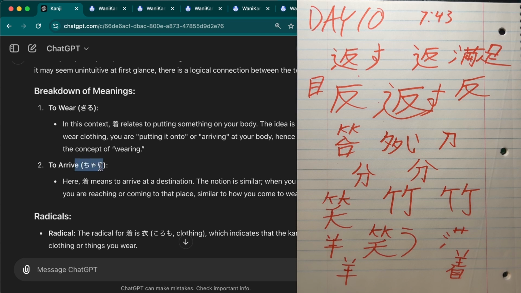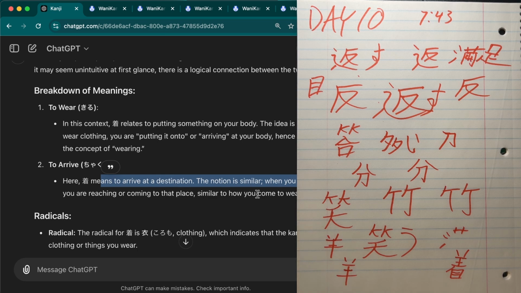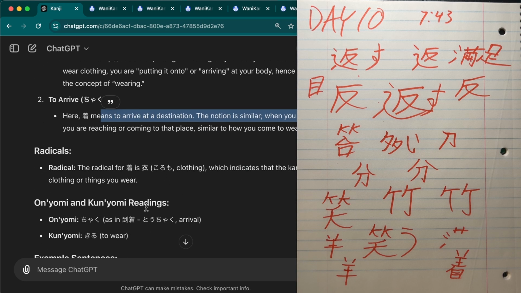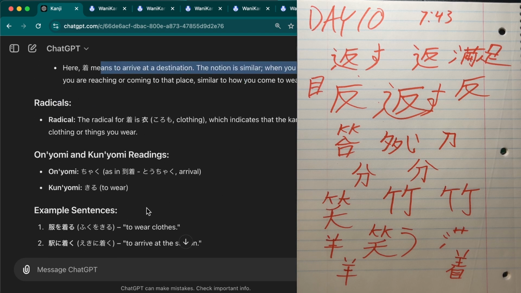Okay. To arrive, the notion is similar. You arrive at a place, you're reaching or coming to that place, similar to how you come to wear clothing. So it's like the clothing and you are arriving, I suppose. Okay. It's a little bit of a stretch and you have to really think about it differently, but okay.